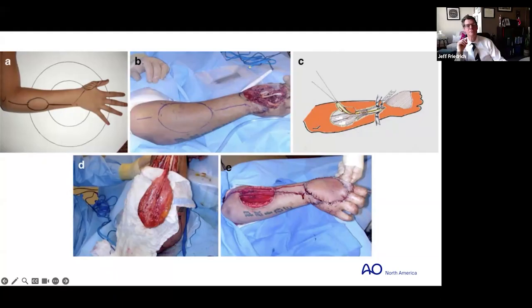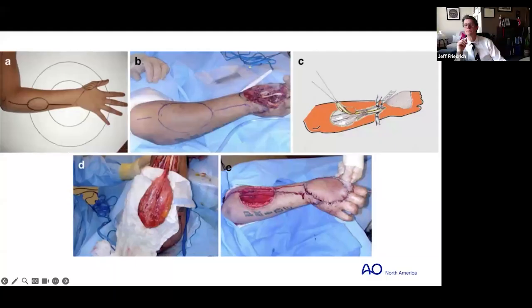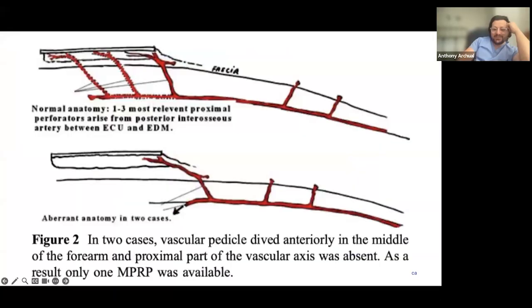My questions would be, I guess number one, does either of you or does anybody do this flap? And if so, what do you do if you find that there's not that critical anastomosis with the anterior interosseous artery? Dr. Benhammer, what's your take on the PIA flap? Is it in your repertoire, so to speak?